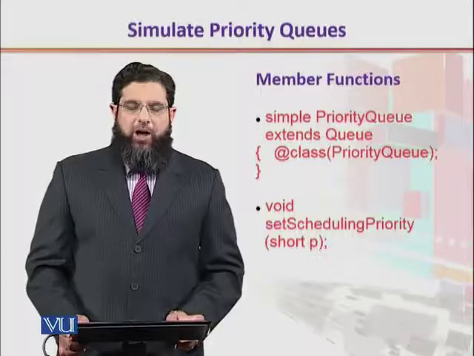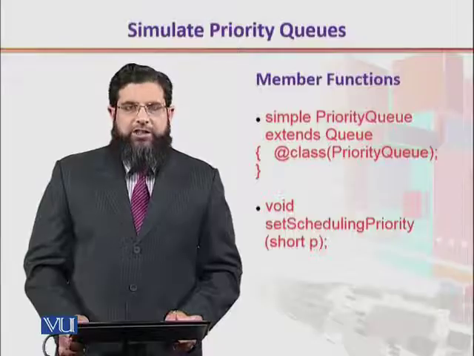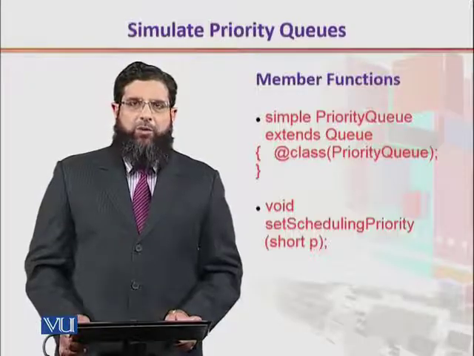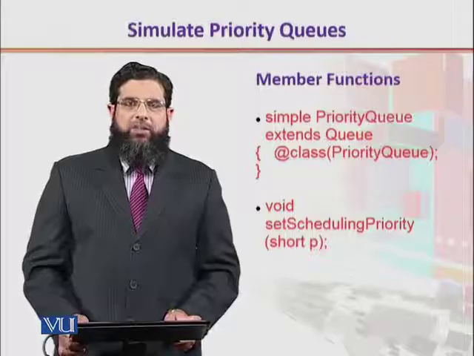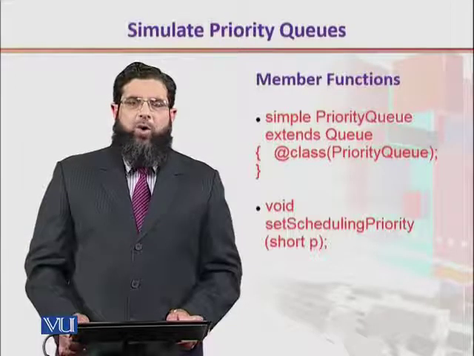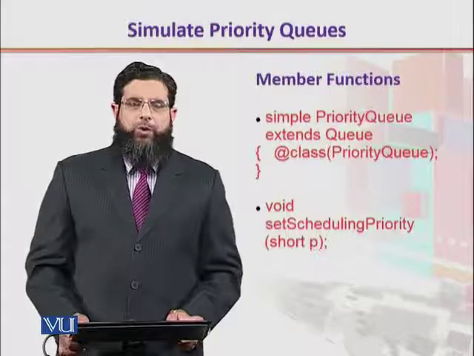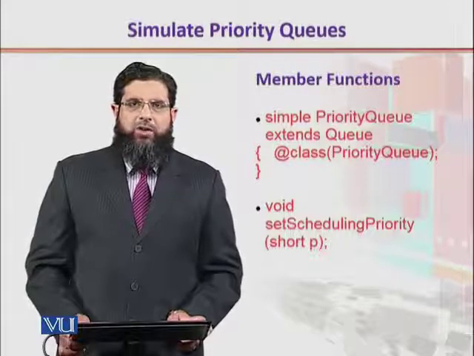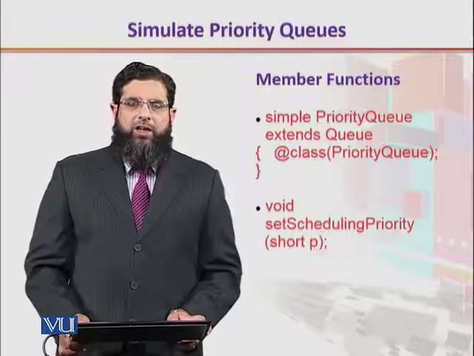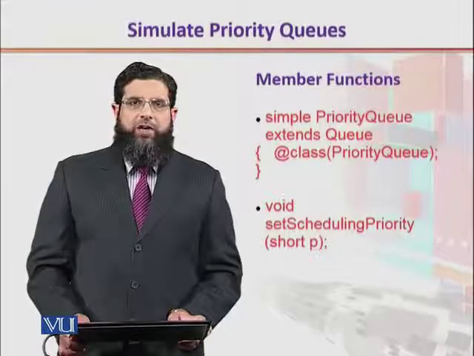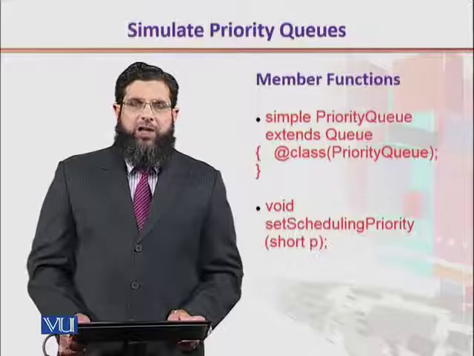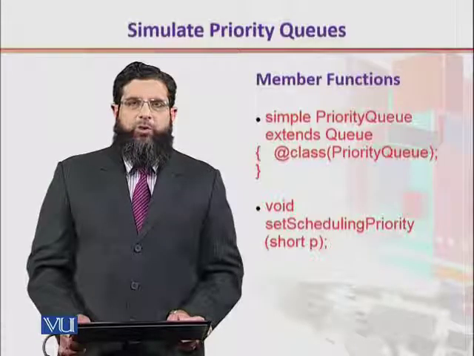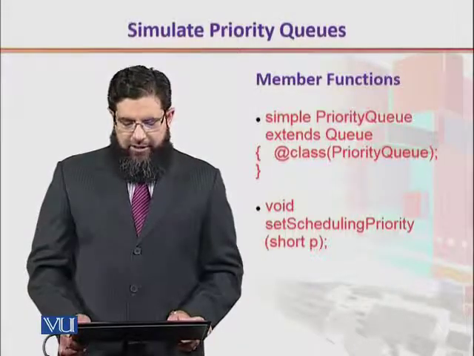When you have created multiple priority queues, then using setSchedulingPriority, which is given by a short number P, you can define the order in which these queues that you have created using the simple priority queue are entertained. For example, if you create 3 classes as class A, class B, class C, and create 3 queues for them, now exactly how do you want the packets from these queues to be scheduled? You can implement that from setSchedulingPriority.